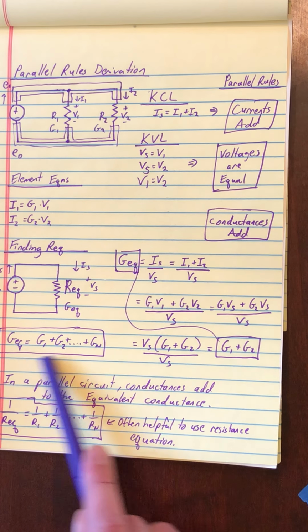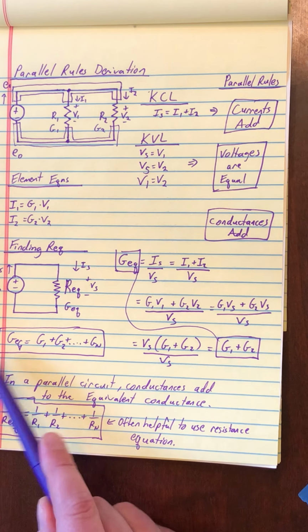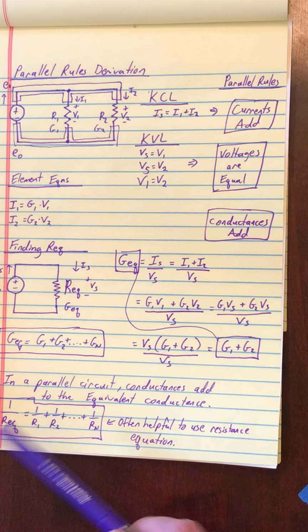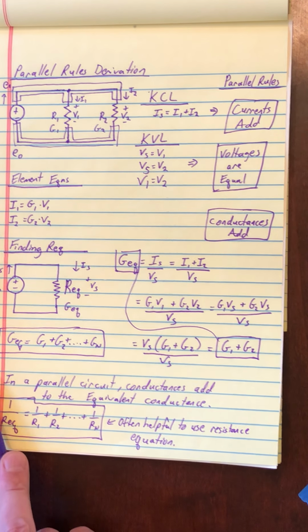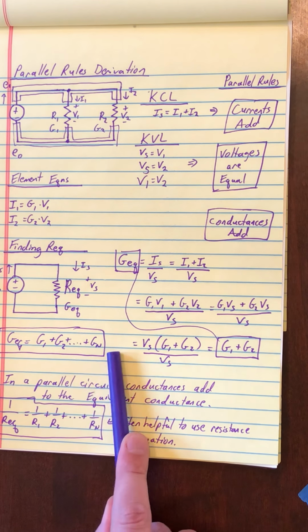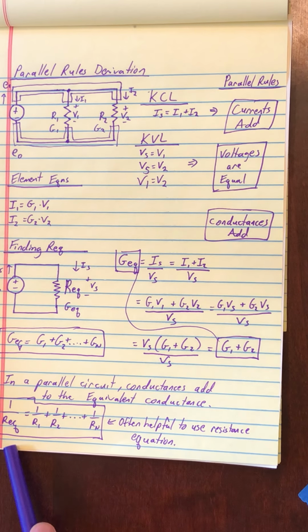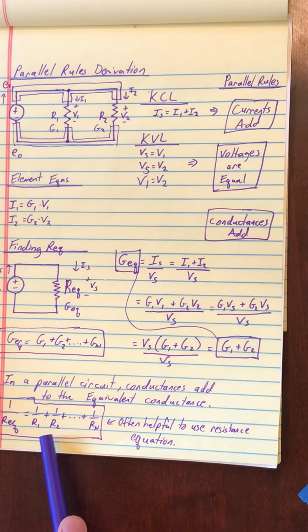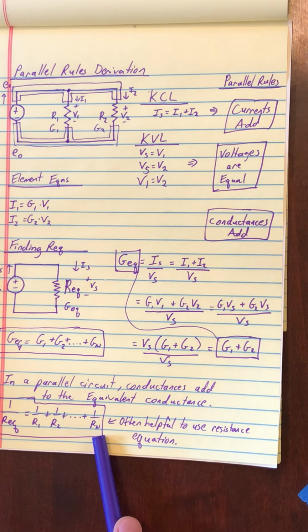And so is there an easier way to look at this when I solve for an equivalent resistance, if I wanted to find the equivalent resistance? Well, remember that conductance is just the inverse of the resistance, so I can substitute 1 over R for each of these terms, and I get the equation 1 over R_EQ is equal to 1 over R1 plus 1 over R2 plus all the way to 1 over Rn.